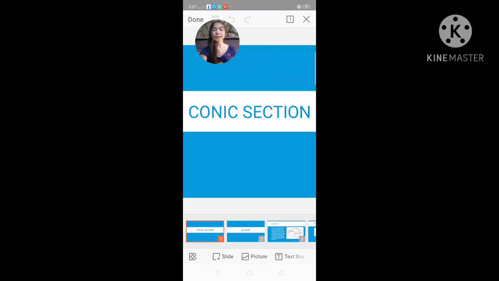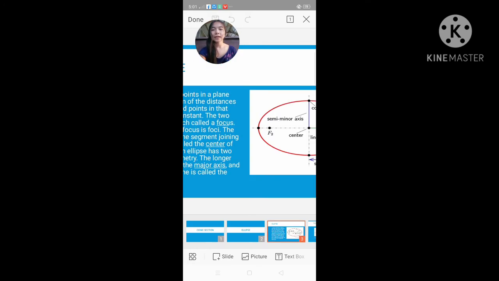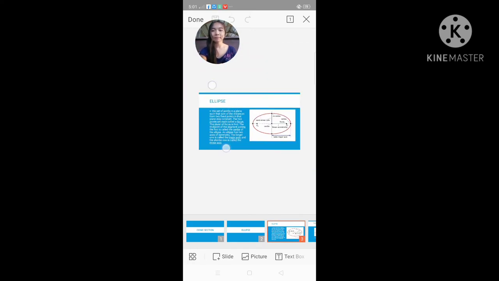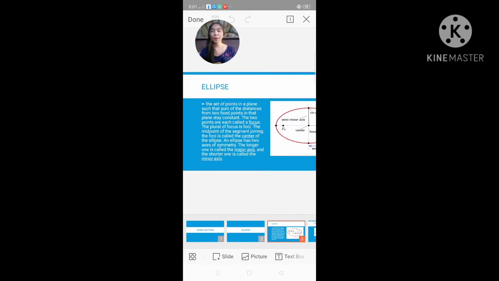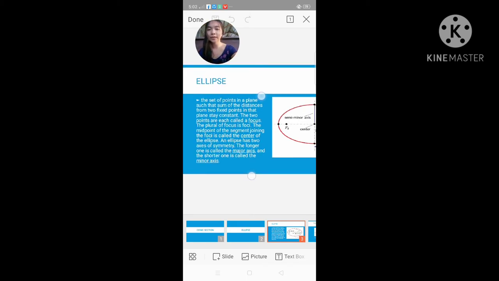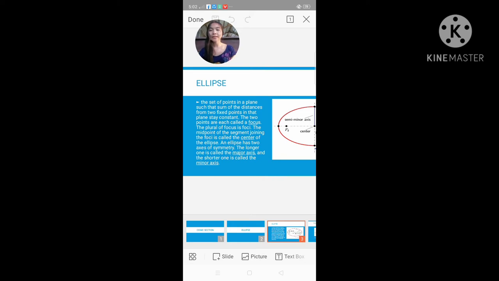From the conic section, an ellipse is the set of points in a plane such that the sum of the distances from two fixed points in that plane stays constant. The two points are each called a focus. The plural of focus is foci. The midpoint of the segment joining the foci is called the center of the ellipse.